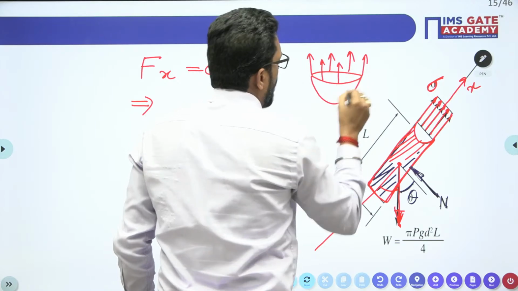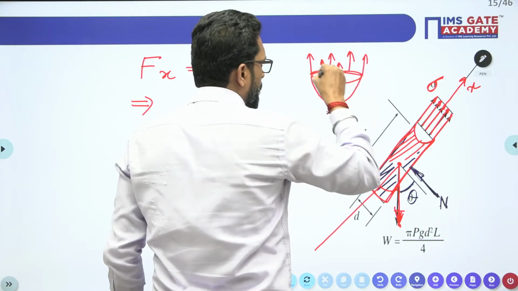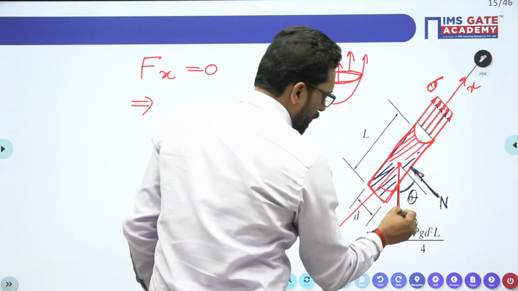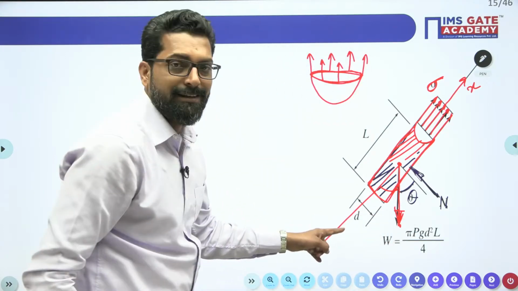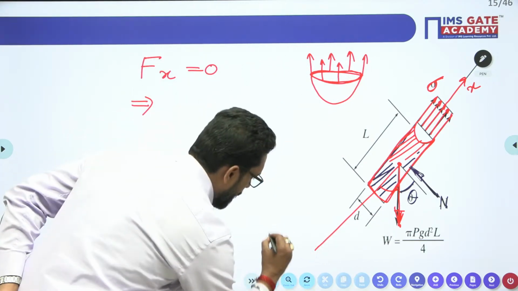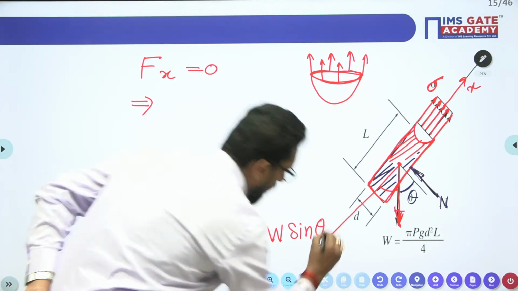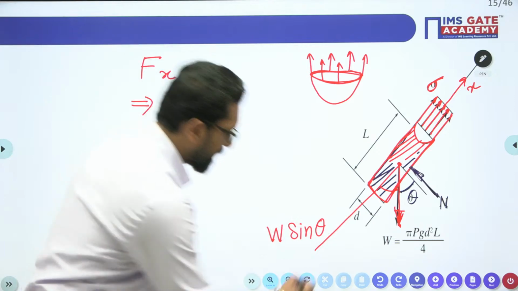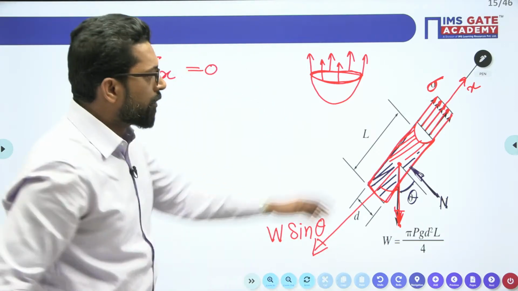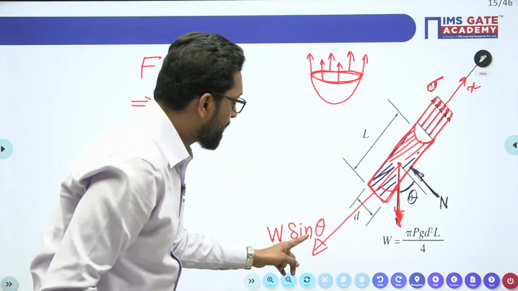Surface tension acts throughout the periphery. Taking a component of this force along W gives W sine theta, in this direction. So this surface tension force is balanced by this force.